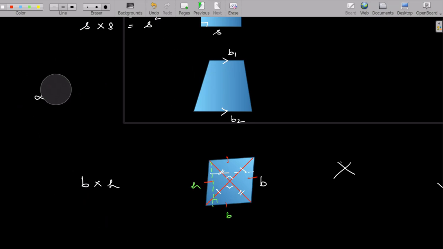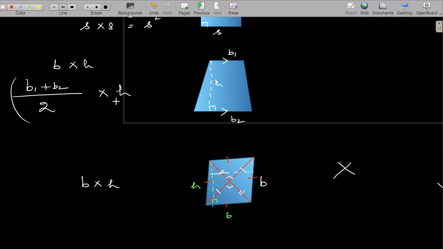See, ultimately the formula is still the same. It is base times height. But here, instead of one base, we have two bases. So we take their average, B1 plus B2 over 2, times the height. Height will be the perpendicular distance between these two bases. This is the height. Okay, got it. That's the formula for the area of a trapezoid.